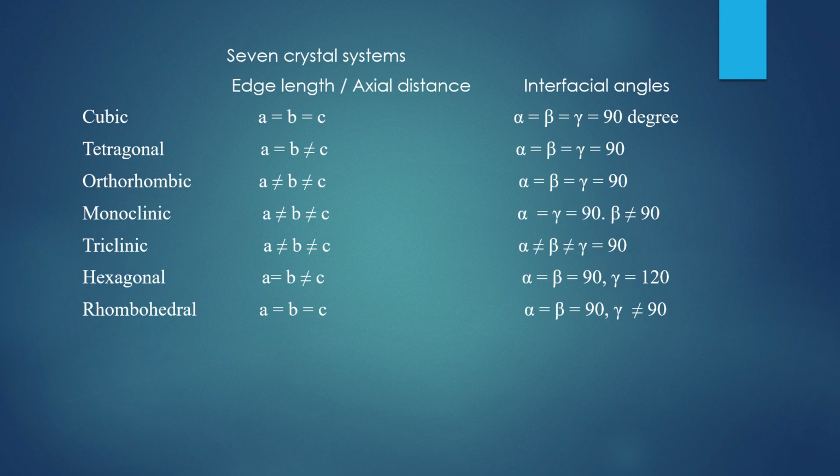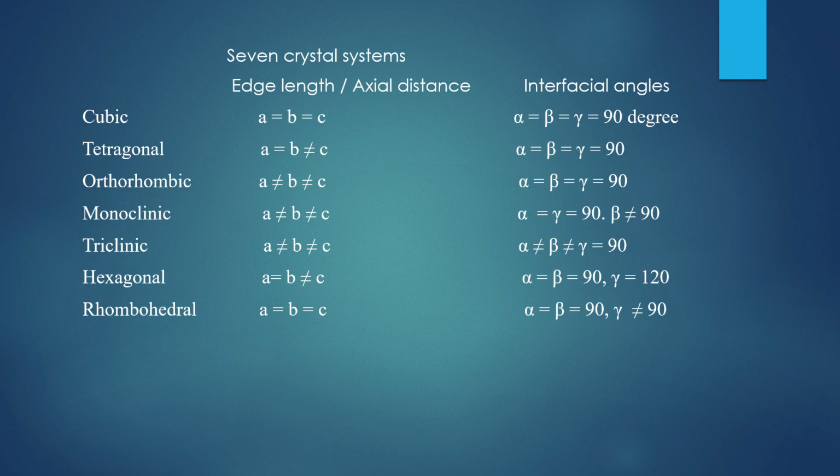Sixth one, hexagonal system. Axial distances are A equals B and B is not equal to C. Interfacial angles are alpha equals beta, which equals 90 degrees, and gamma equals 120 degrees. Two equal sides, one different, including a 120 degrees angle.